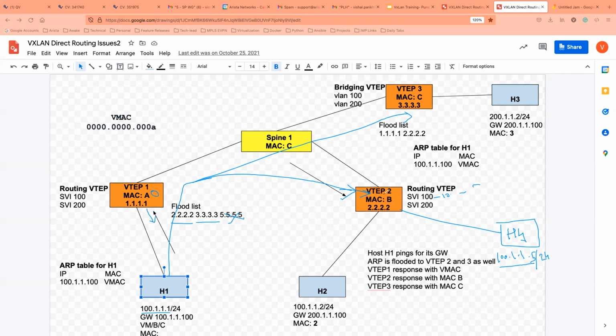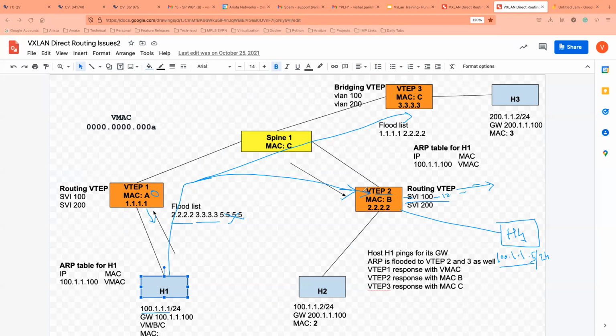So VTAP 2 has to reply back only when the ARP request is for its own IP. Otherwise it doesn't have to reply back. And that's why this rule comes into place when it has to reply back. Okay, got it.